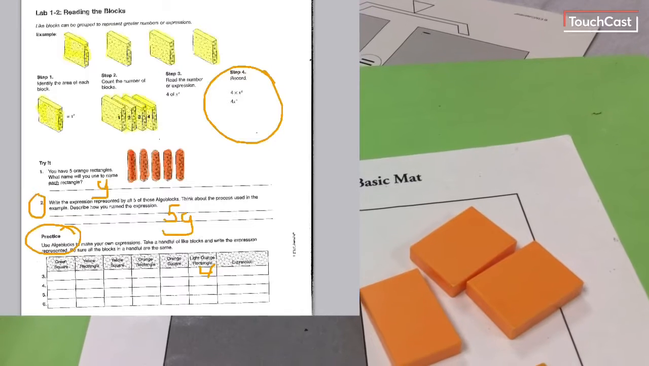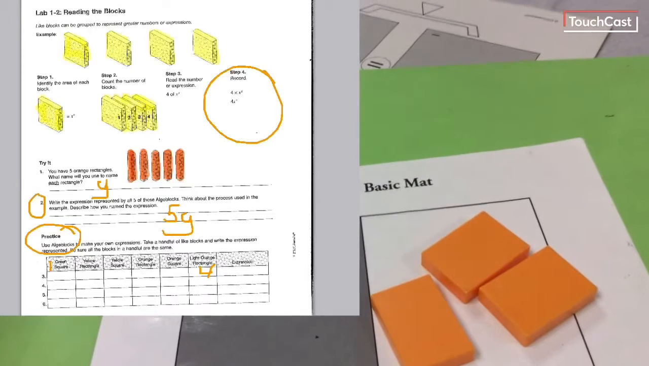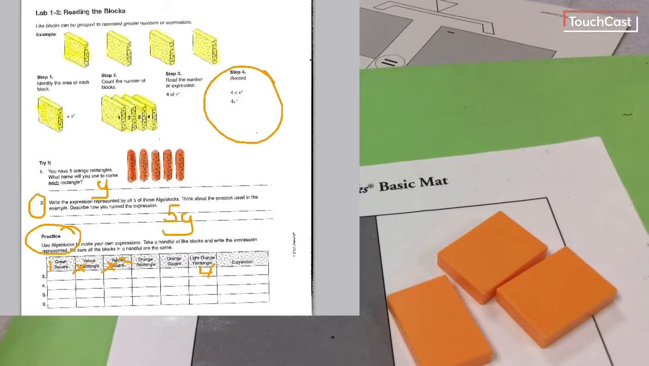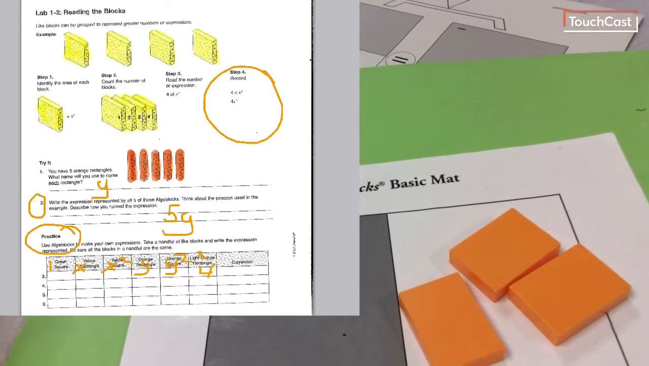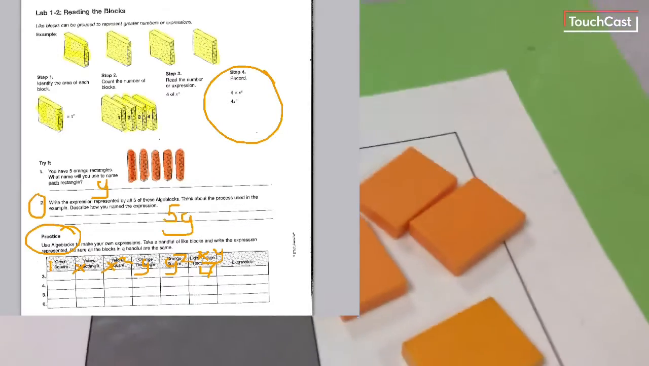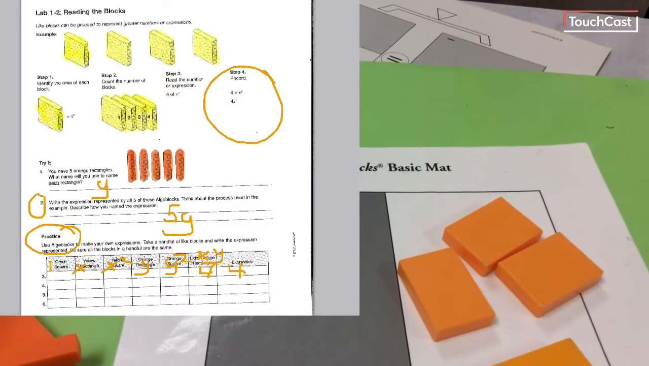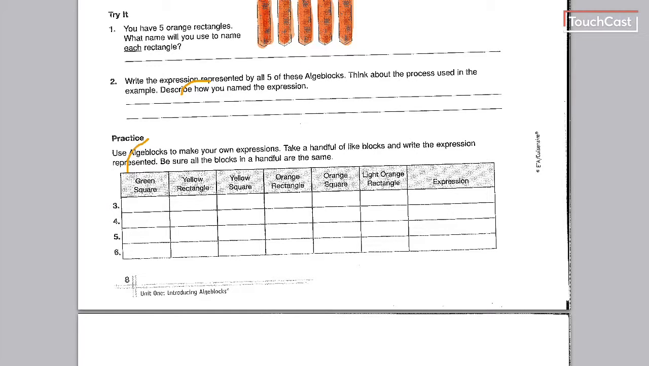Okay, now what's helpful to do here is to write the areas of each shape right next to it so you remember. The green square is 1. The yellow rectangle is x. The yellow square is x squared. The orange rectangle is y. The orange square is y squared. And the light orange rectangle is xy. So if I have 4 xy's, my expression would be 4xy.